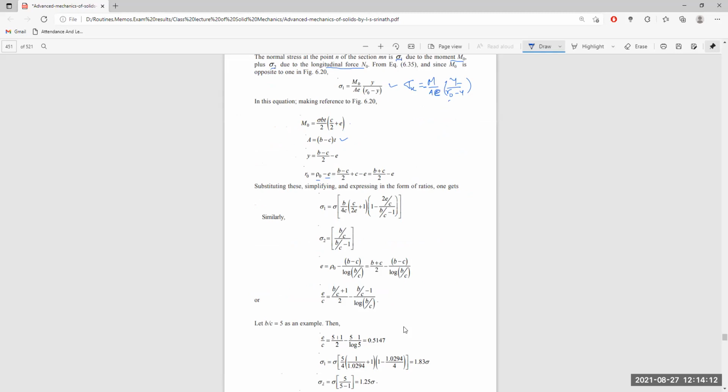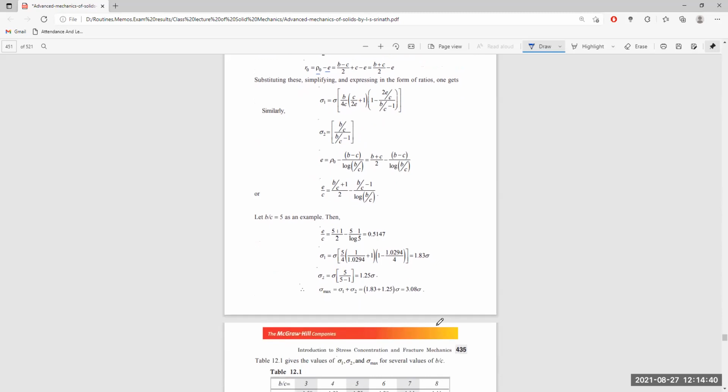If we divide e by the distance c itself, we take this ratio in the ratio form. Let b by c be equal to 5 for example. Then e by c will be 0.1514, sigma 1 is 0.83 sigma. We don't know the value of the external load. Sigma 2 is 0.25 sigma, and sigma max is sigma 1 plus sigma 2, equal to 1.83 plus 1.25 times sigma, equal to 3.830 itself.